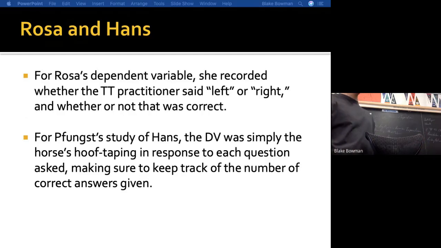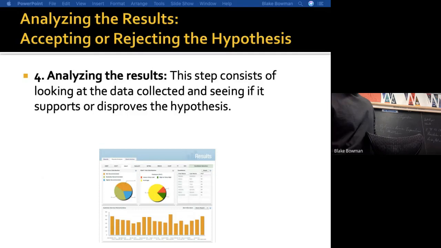And Pfungst, with Clever Hans, the hoof taps. What he was trying to express or state within his response. All right, so analyzing results. The fourth step here of the empirical approach. This step consists of looking at the data collected and seeing if it supports or disproves the hypothesis. Plain and simple, guys, self-explanatory.